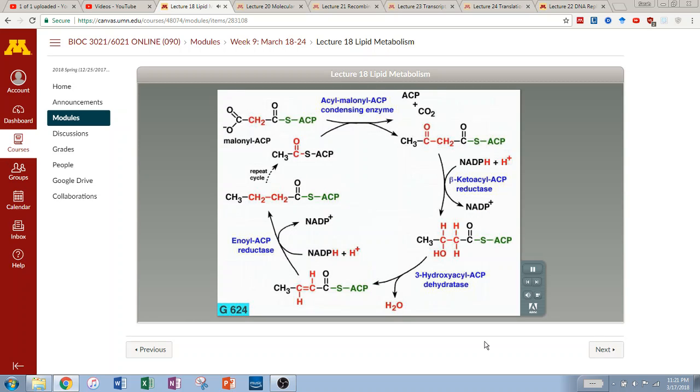The complete cycle of fatty acid biosynthesis is outlined on this slide. There are 4 steps in this biosynthetic cycle, and as we saw before, these steps mimic the reversal of the beta oxidation cycle. In the first reaction, catalyzed by a condensing enzyme, malonyl acyl carrier protein reacts with acetyl acyl carrier protein to give a 4-carbon beta-keto acyl carrier protein product.